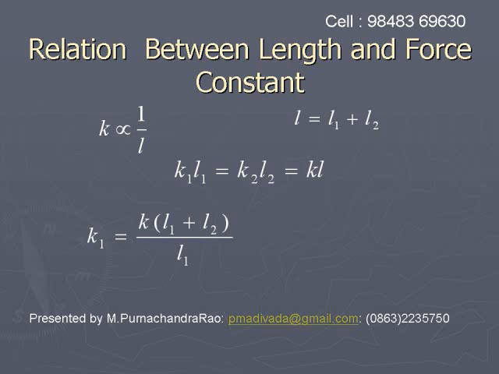From this relation, we get K1 is equal to KL by L1, or K into L1 plus L2 by L1. K2 is equal to KL by L2, or K2 is equal to K into L1 plus L2 divided by L2.